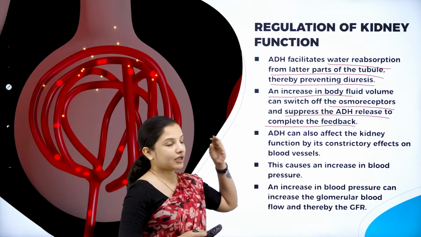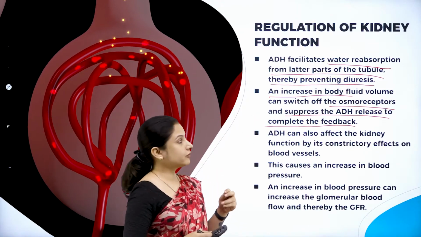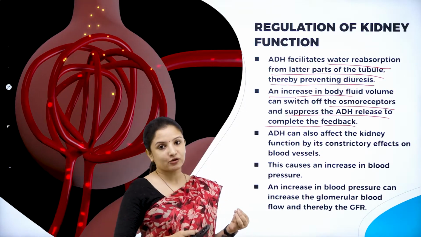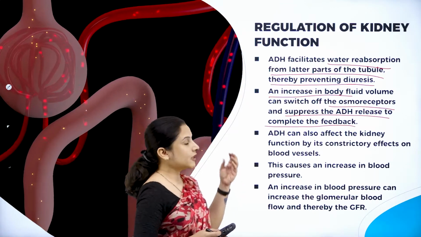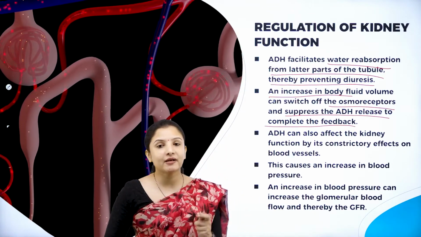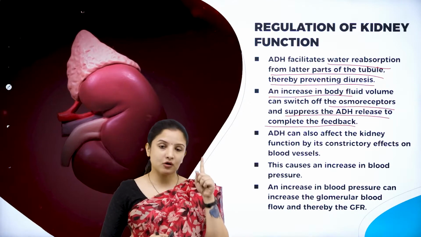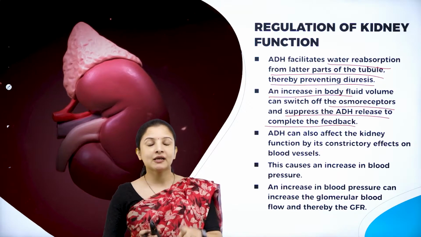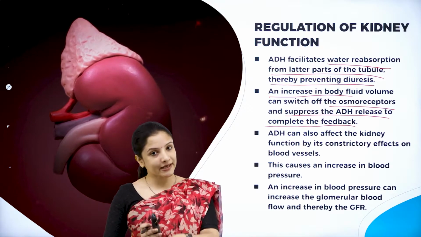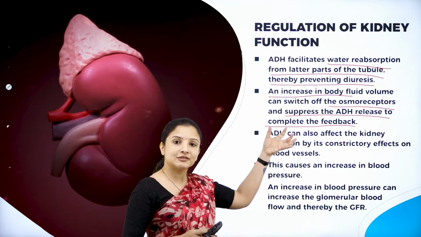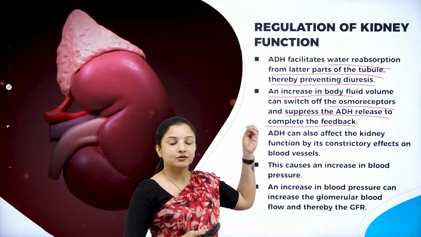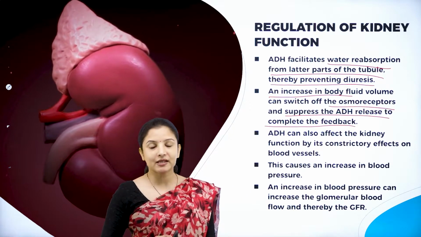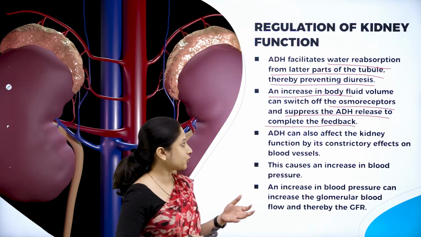But in this particular case, whenever there is an increase in the body fluid volume, the osmoreceptors present in the hypothalamus part of the brain will get switched off, and this switching off will prevent the release of ADH. Why? Because the osmoreceptors should get switched on, then the hypothalamus should get activated, and then the hypothalamus will release the ADH hormone, right? But here the osmoreceptors themselves are getting switched off. So therefore, it will not activate the hypothalamus. When the hypothalamus doesn't get activated, the ADH hormone will not get produced.